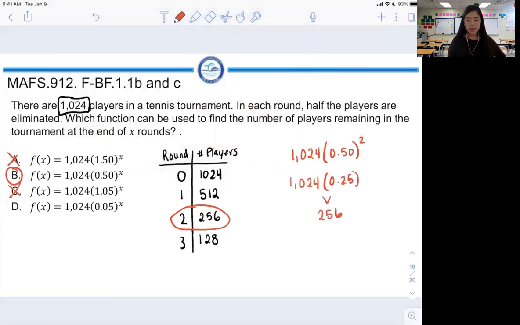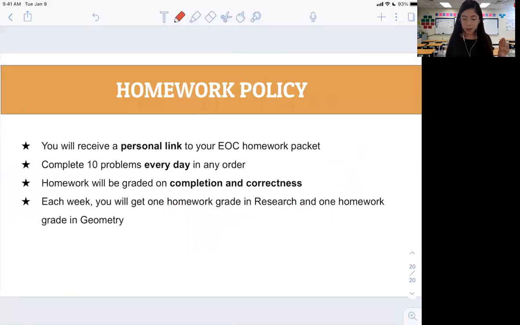Exactly. Now, the other way to think about it, which is kind of what Perla was saying, is that we know that half of them are taken away each round. So this is 0.5, 0.5, 0.5. So that's the other way to know that it was B. Good, we finished all of them.